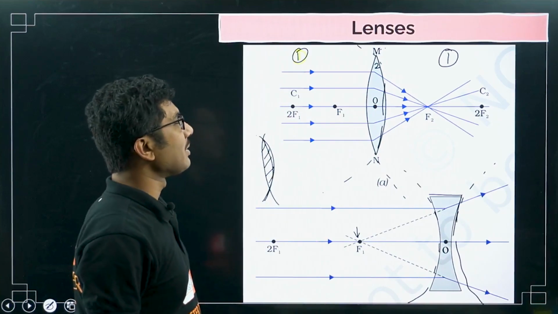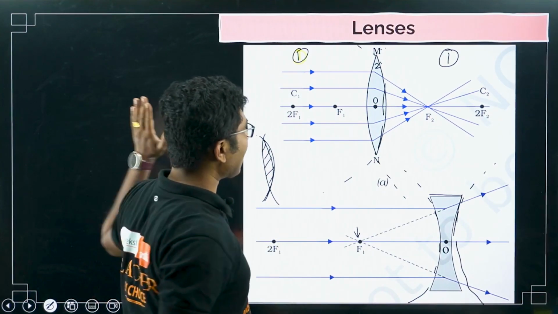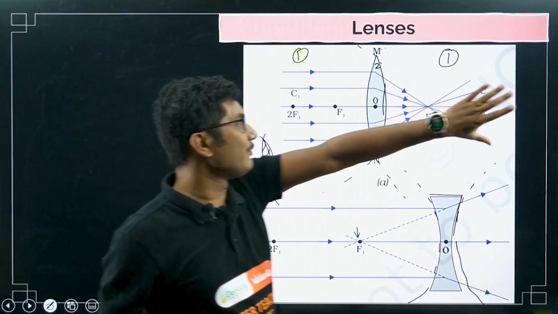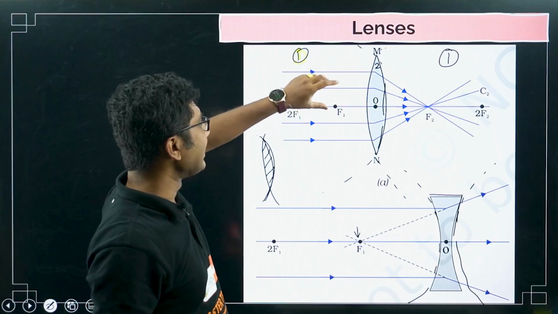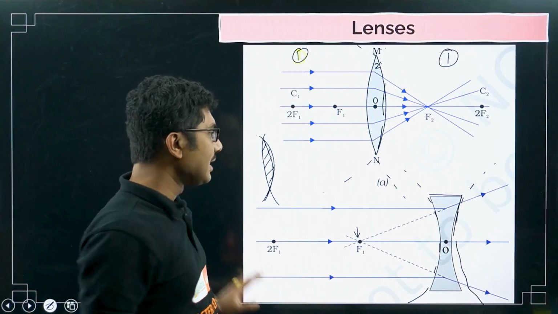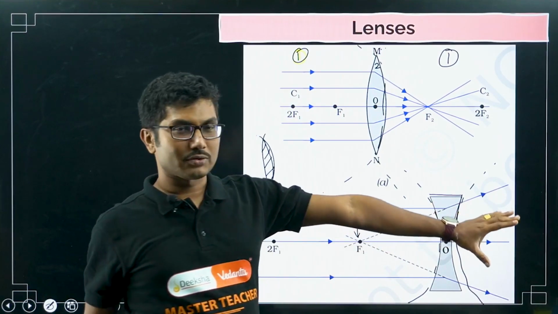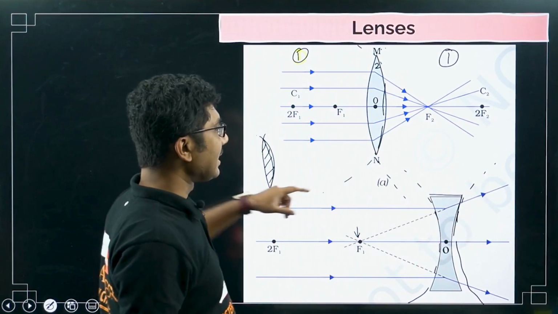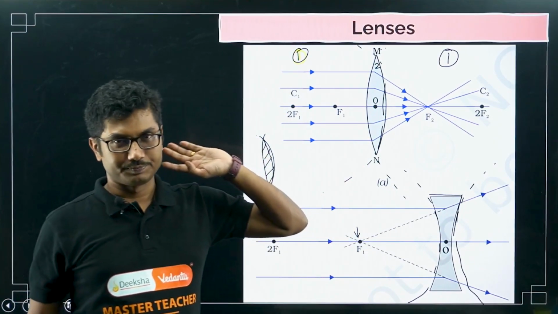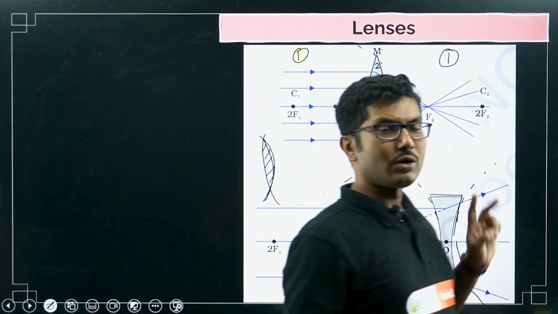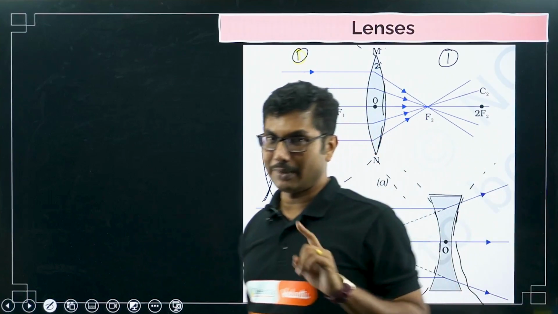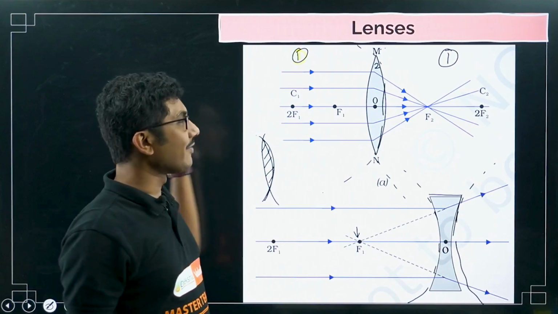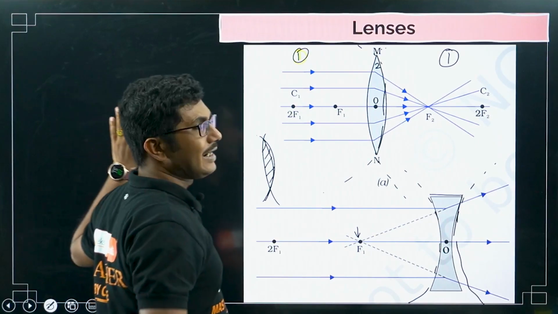The easiest way to remember is that if you allow parallel light to pass through from this side, it will focus on f2. Similarly, if you allow parallel light to pass from the other side, it will focus on f1. Similarly, in case of a concave lens, if you allow parallel light to pass from this side, it will appear to come from f1, and if you allow parallel light to come from that side, it will appear to come from f2. That's why there are two focuses for a lens, but we will only consider light rays traveling from our left hand side to our right hand side.